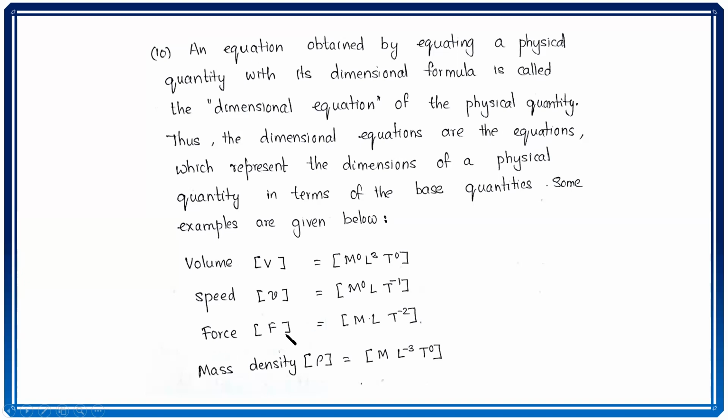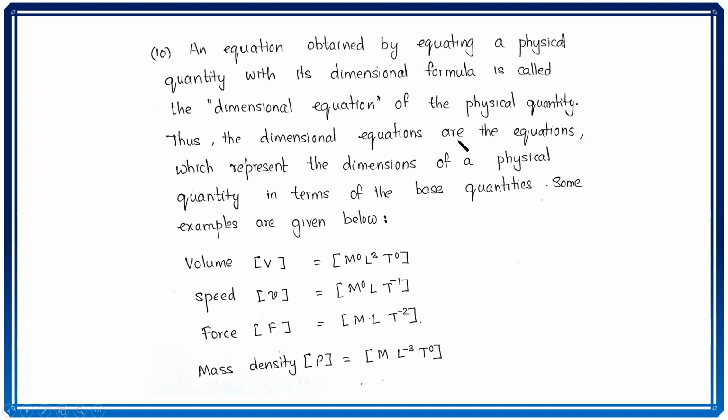Similarly, for force, F, we have written on the left hand side, and its dimensional formula on the right hand side, M1 L1 T minus 2. Both of them are equated with the equal symbol. So this is the dimensional equation for force. Similarly, just now we talked about mass density, rho, a Greek letter, is equal to the dimensional formula M1 L minus 3 T0. We have written this on the right hand side and equated both of them with the equal symbol. This is the dimensional equation for mass density.